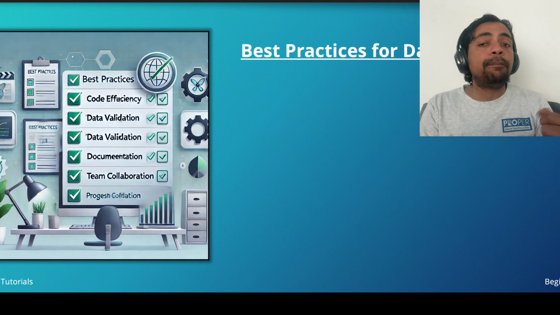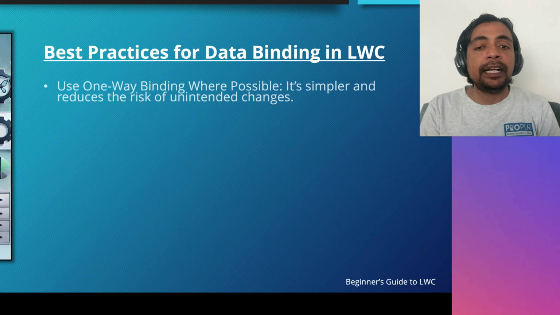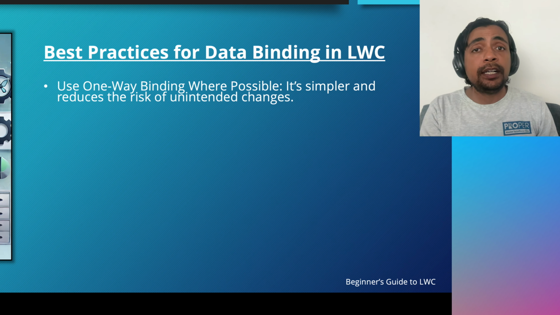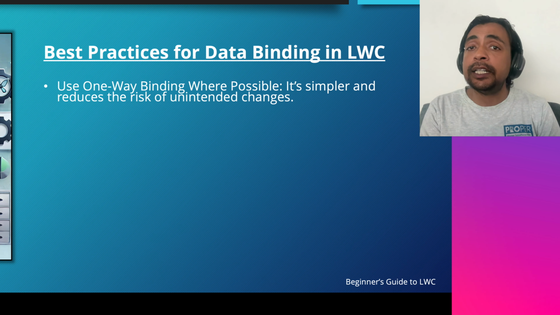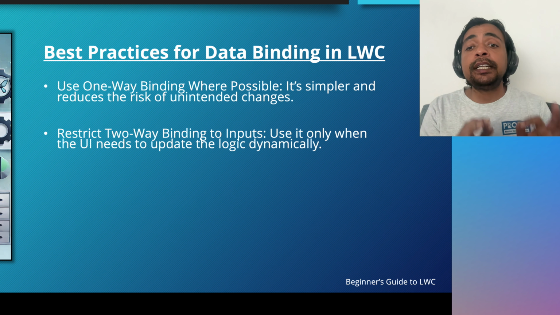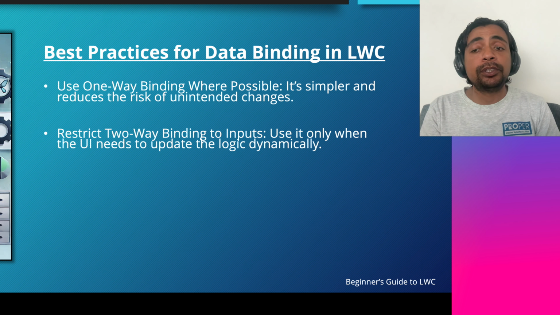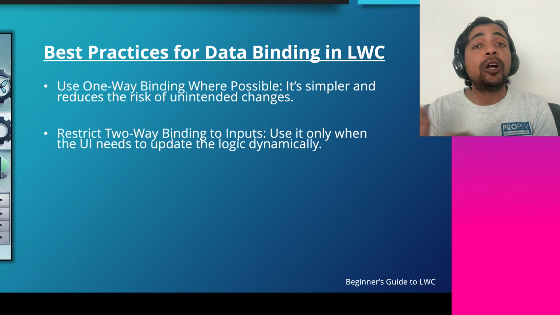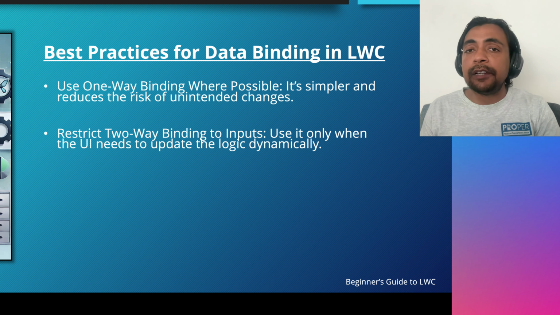Now let's talk about the best practices for data binding in LWC. Use one-way data binding where possible. It's simpler and reduces the risk of unintended changes. Restrict two-way data binding to inputs. Use it only when the UI needs to update the logic dynamically. So be careful when you are using two-way data binding.